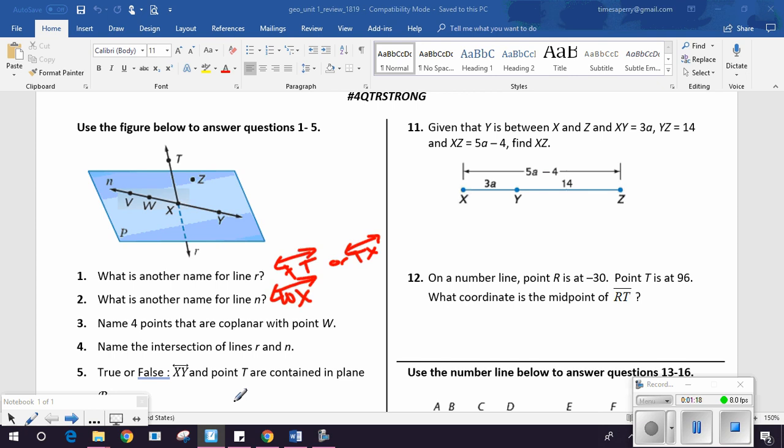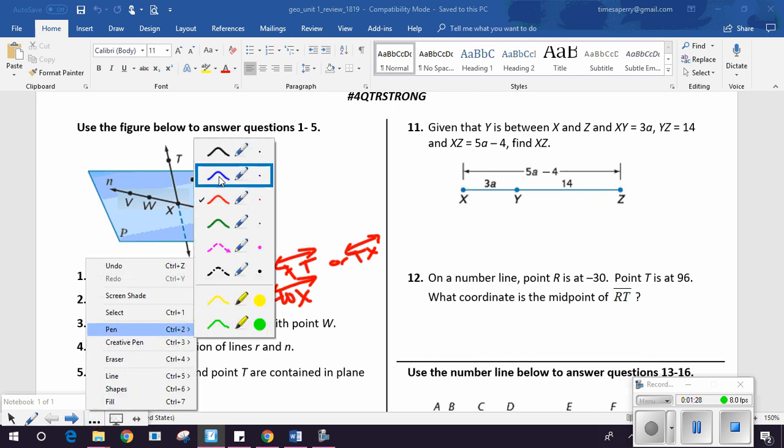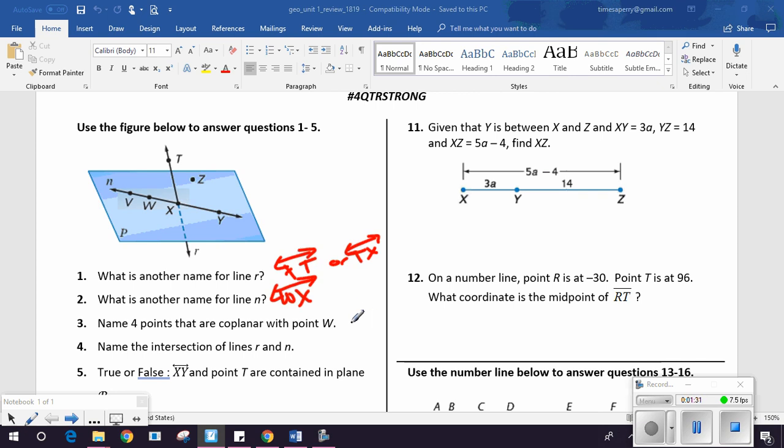Number 3, name 4 points that are coplanar with point W. So again, coplanar means they're on the same plane. So we would have V, X, Y, and Z. They're all on that little rectangle paper looking piece. All those points are on there with W. T is not on the plane.